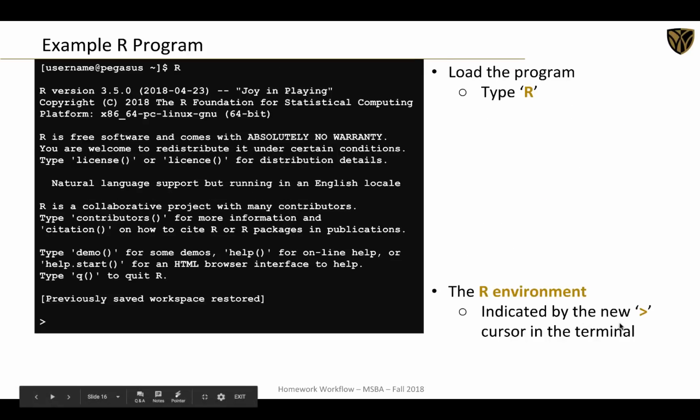To use R, simply type a capital R and hit Enter. The R environment should be loaded after doing so. This can be confirmed by the angle bracket, or a greater than symbol, now visible as the cursor on the terminal.